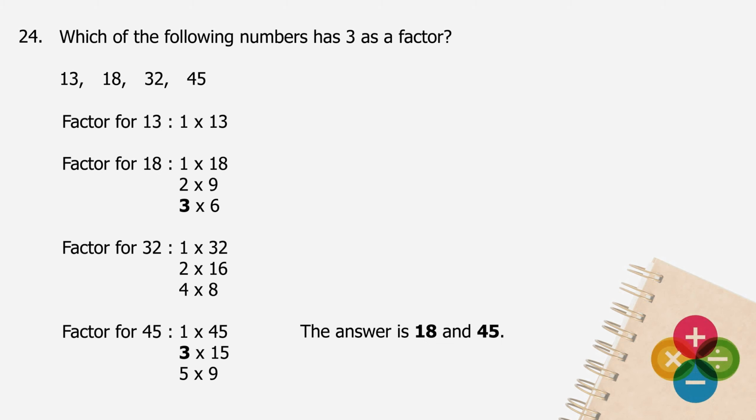The factors of 13 are 1 and 13. The factors of 18 are 1, 2, 3, 6, 9, and 18. The factors of 32 are 1, 2, 4, 8, 16, and 32. The factors of 45 are 1, 3, 5, 9, 15, and 45. The answer is 18 and 45.